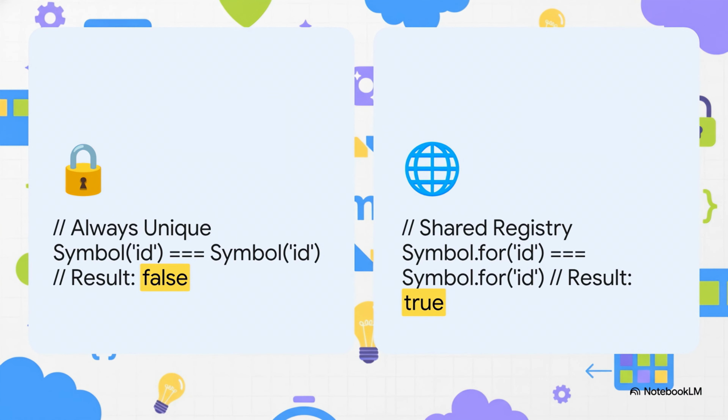And for that, we have something called the Global Symbol Registry. Just compare these two sides. On the left, you see the normal behavior we already talked about. Calling Symbol always gives you a new unique thing, so they're not equal. But on the right, we use Symbol.for. What this does is it tells JavaScript to look in a global app-wide list for a symbol with the key ID. If it finds it, it gives it back. If it doesn't, it creates a new one and puts it in the list. This means every single call to Symbol.for ID in your entire application will return the exact same symbol.